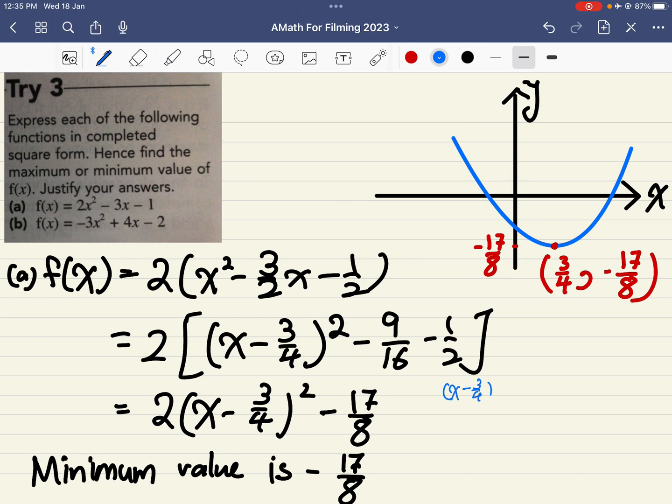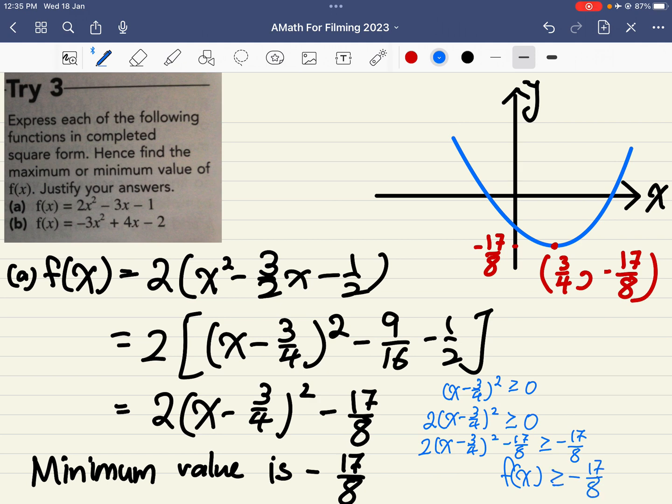(x - 3/4)² is greater than or equal to 0. 2 times (x - 3/4)² is greater than or equal to 0. Then 2(x - 3/4)² - 17/8 is greater than or equal to -17/8. That means the minimum value of the function is -17/8, and the function will be greater than or equal to -17/8. So therefore, this function has a minimum value, and the minimum value is -17/8.